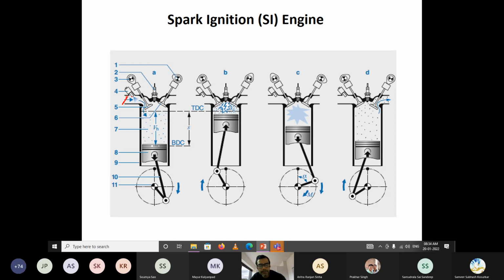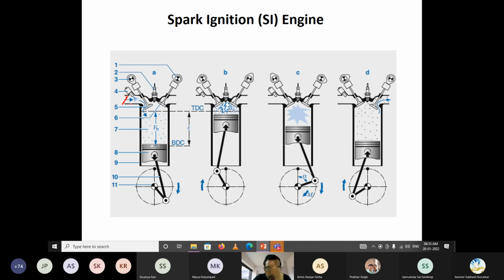There is a throttle plate in the intake manifold, and your accelerator is directly connected to the throttle. This throttle can move from the closed position, or zero position, or you can say almost closed position, up to 90 degrees. Once you take full throttle, the throttle plate rotates by 90 degrees, and in that condition your intake valve is completely opened.